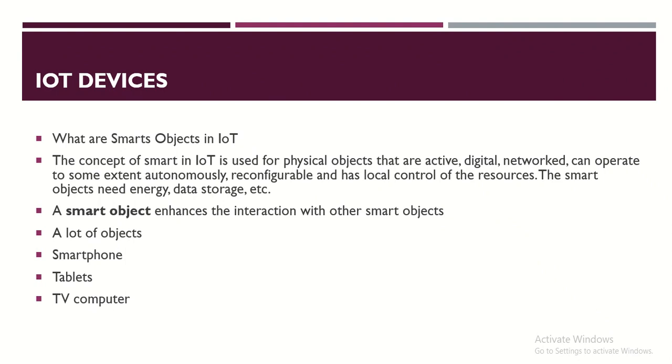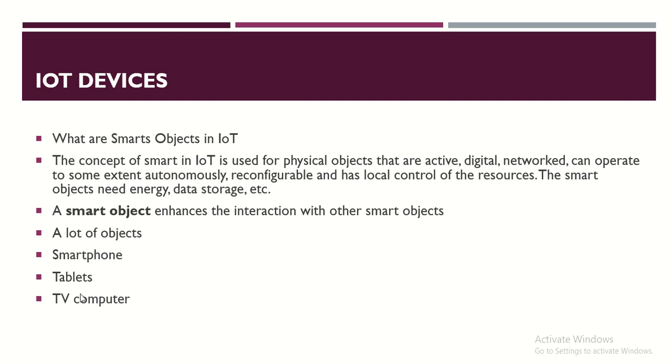After discussing the IoT architecture, let's now talk about IoT devices. The concept of smart in IoT is used for physical objects that are active, digital, networked, can operate to some extent autonomously, are reconfigurable, and have local control of resources. The smart objects need energy and data storage. They enhance the interaction with other smart objects.